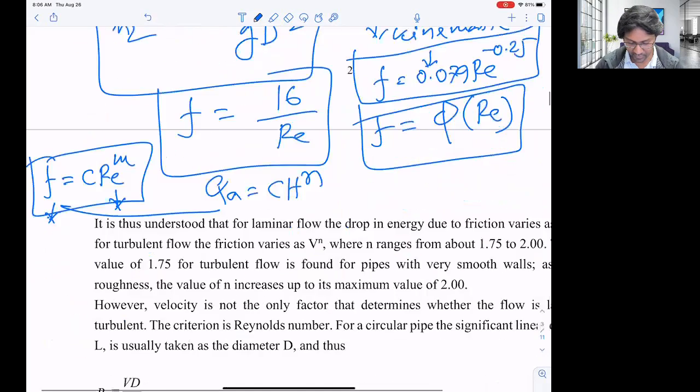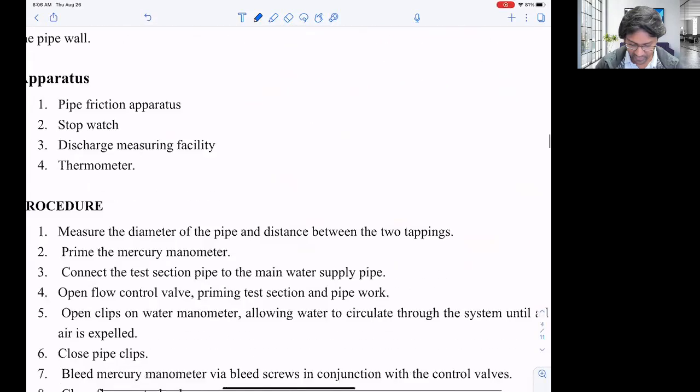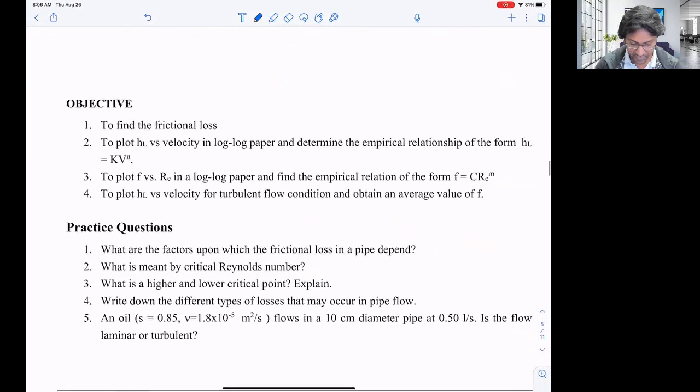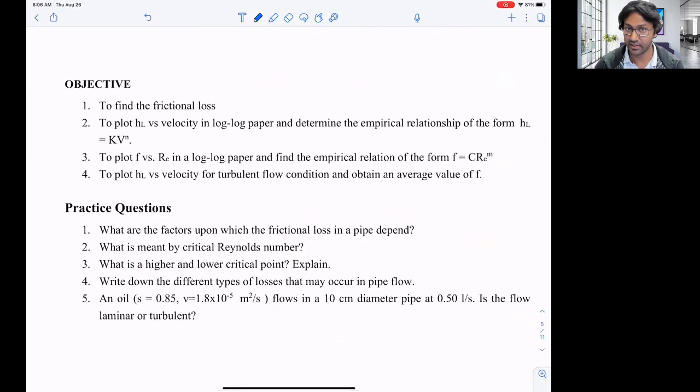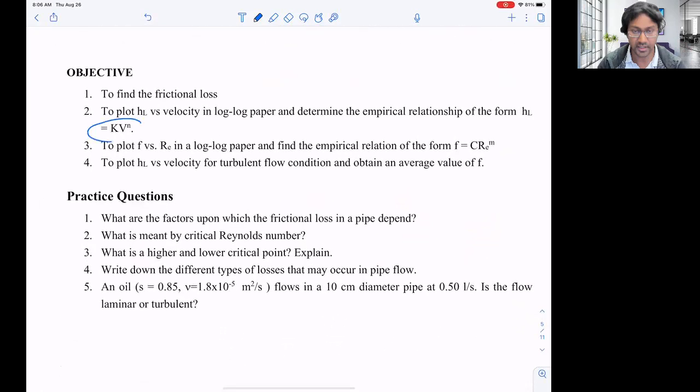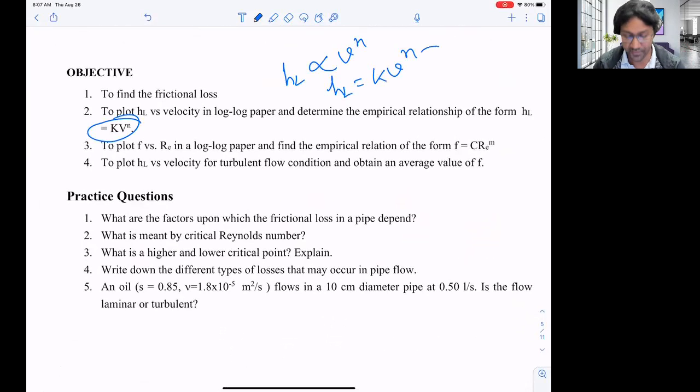Okay, so these are the equations, and that is the objective for today: to find the frictional loss HL. We can calculate that from the difference, plot HL versus velocity on log graph paper, and we can calibrate that formula as well. We mentioned right at the beginning that HL is equal to kV to the power n, because we know that HL is proportional to V^n when the flow is turbulent. So HL is equal to kV to the power n. We'll calculate that, and the value of n is 1.7522.